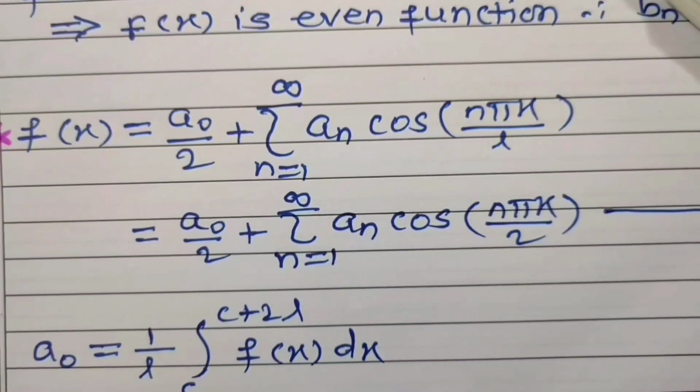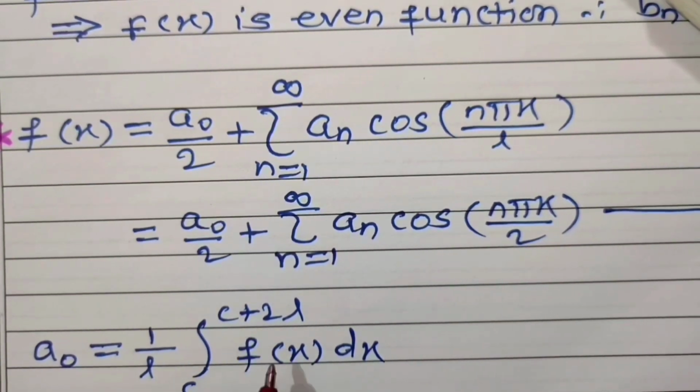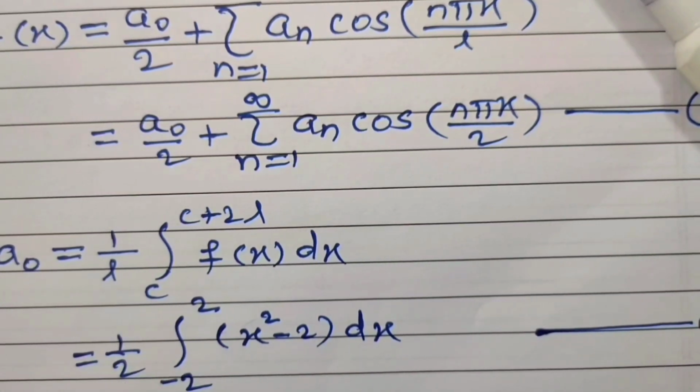Now the formula for Fourier coefficient A0 is 1 upon L integral from C to C plus 2L f of x dx. But we have obtained L is equal to 2, C is equal to minus 2 and C plus 2L is also 2. Put those values here, then A0 becomes A0 is equal to 1 upon 2 integral from minus 2 to 2 of x square minus 2 with respect to x.